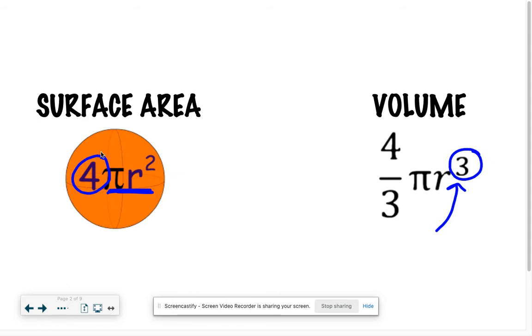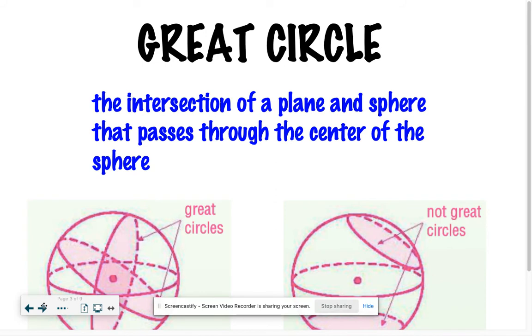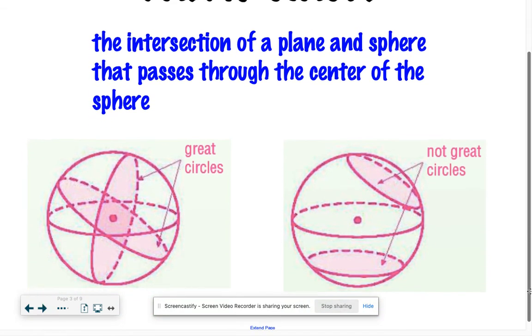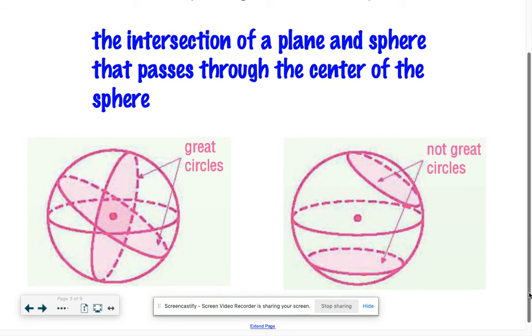We also have one new vocab term, and it's a great circle. And the great circle is the intersection of a plane and a sphere, but it has to pass through the center of the circle. So basically, if you were to cut a sphere in half, as long as you pass through that center, the circle created by that cross section would be considered a great circle. So as long as it goes through the center, it's a great circle.